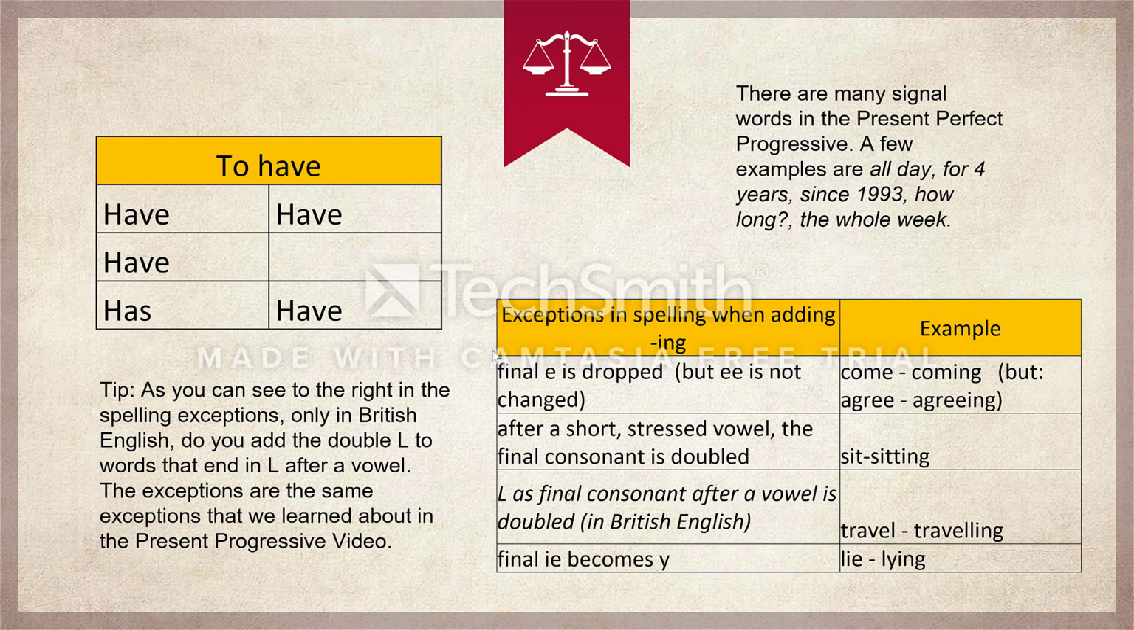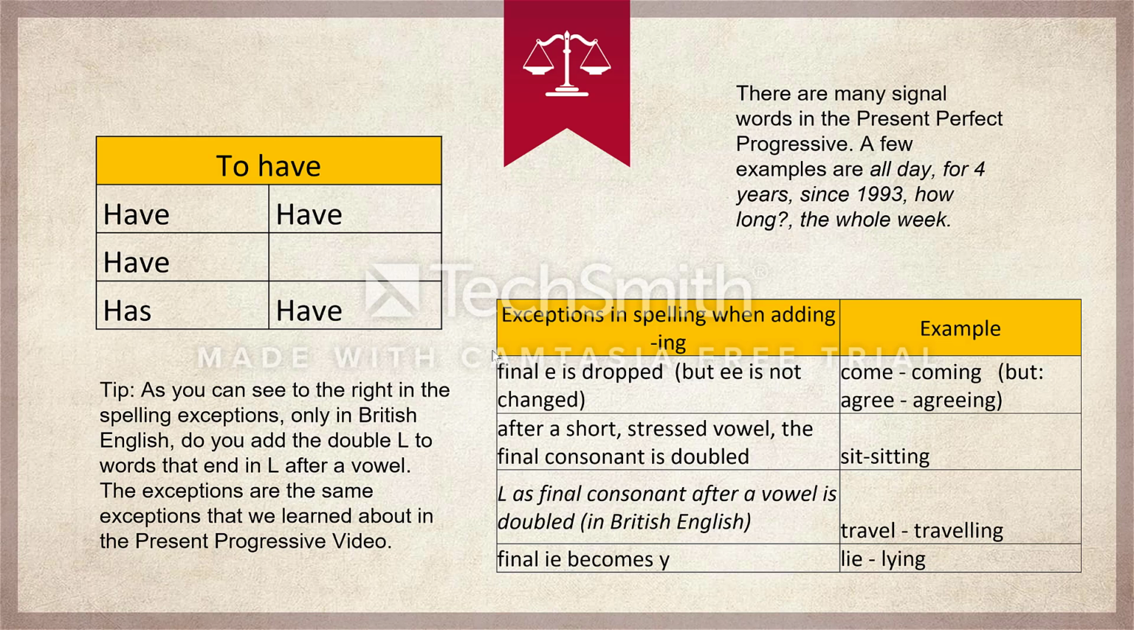As you can see here, we continue to use the verb to have as our main verb. We will move on to the exceptions in spelling. We follow the same rule as in the present progressive. We need to add on ing, so the exceptions aren't anything new. For example, if there's a final E, it is dropped. But if it ends with two E's, a double E, it is not dropped. You can see in the examples that we have the example of come, and since there's only one E, you drop the E and add ing. But in the case of the word agree, where there are two E's, you don't drop any of the letters, you just add on the ing.